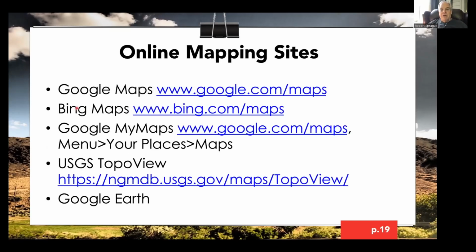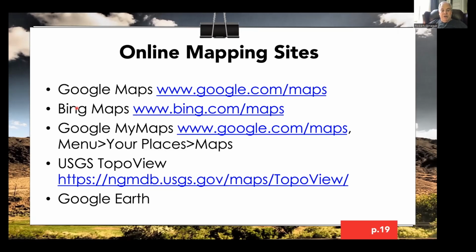Back to online mapping sites, I suspect most of you have spent a lot of time going back and forth between these platforms. In case you're not familiar with any of them, of course, there's Google Maps, which is the default in many cases. Bing Maps still exists and actually has some features that have not been equaled by Google Maps yet, as far as I'm concerned. So I'll show you that. There is a function within Google Maps called My Maps, which can be handy as well.